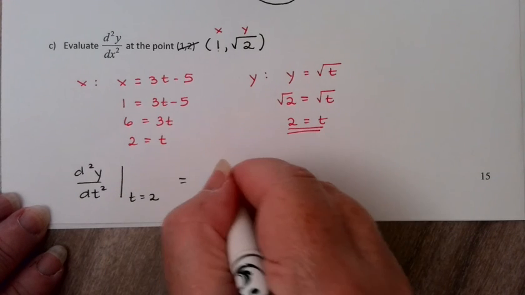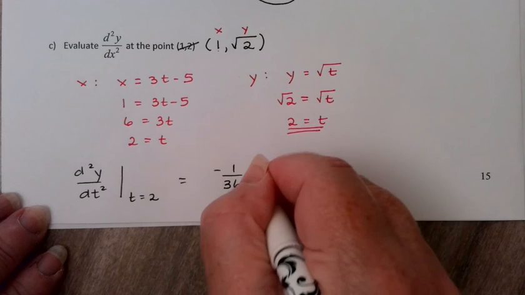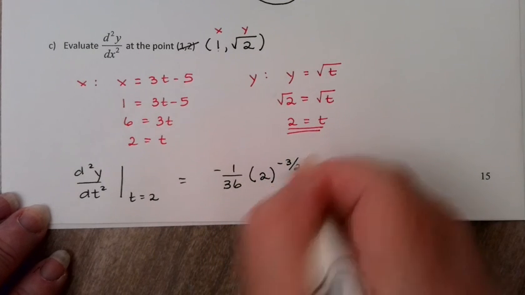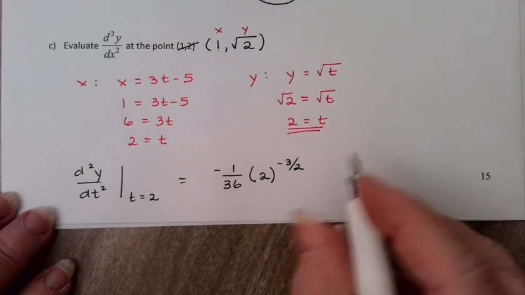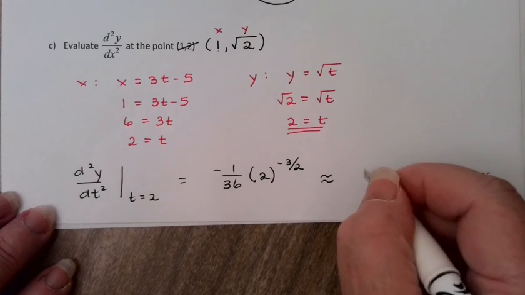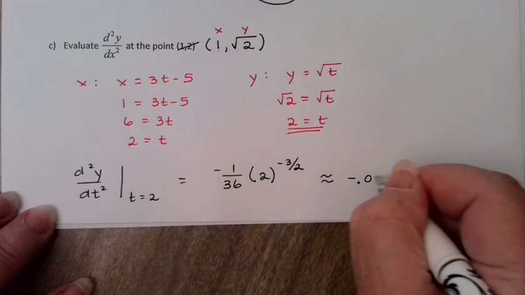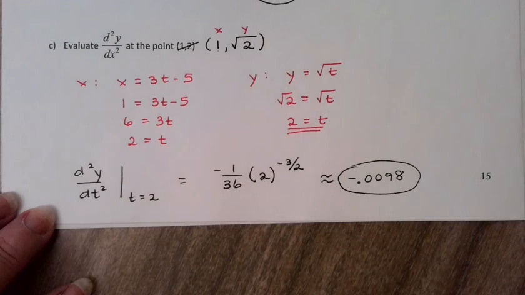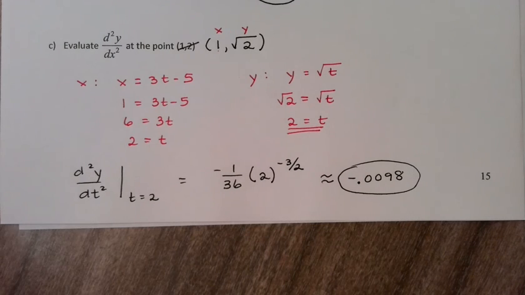And that's going to give me negative 1/36 times 2 to the negative 3/2, which doesn't turn out to be a particularly nice number. If you plug that in a calculator, you get about negative 0.0098 for your second derivative. All right, so there's a couple of derivative issues with parametric equations.